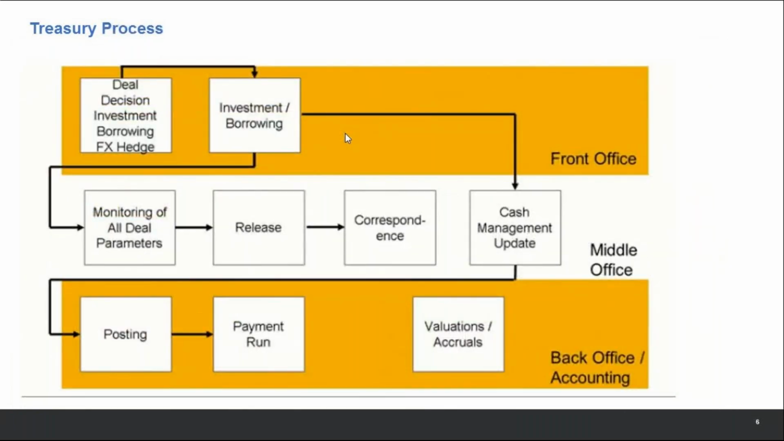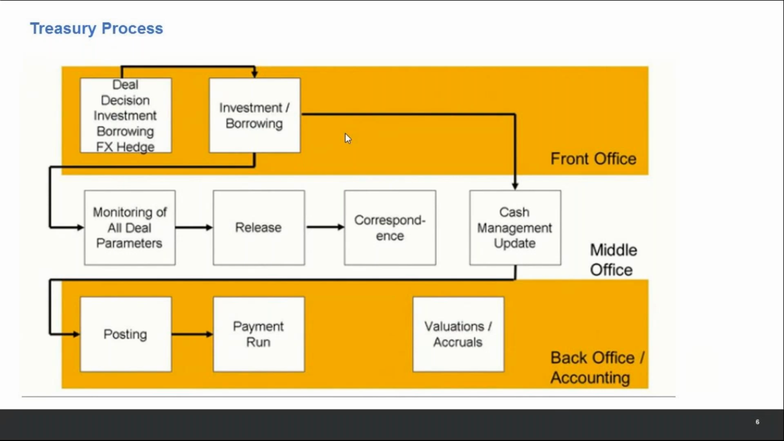Now let's walk through the treasury process. We covered it in the last slide, but just quickly running through it. Front office, as I said, books a deal. They are the ones making the decision. If there is an exposure and it's to be hedged, it's done by the front office team. They do the investment and borrowing, and as you see, the middle office will do the monitoring of those.